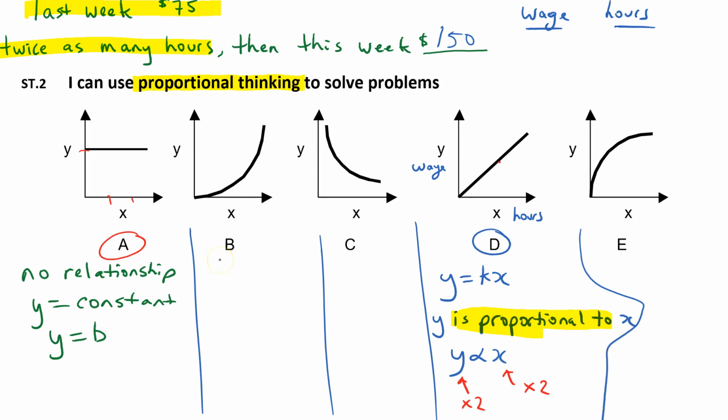So if we look at B, as x gets bigger, what's happening to y here? It's getting bigger, and it's getting bigger even more dramatically. Like if x at that point lines up with this one for y, and if I double x to that point, all of a sudden y got really large. So as x gets larger, y gets larger even faster.